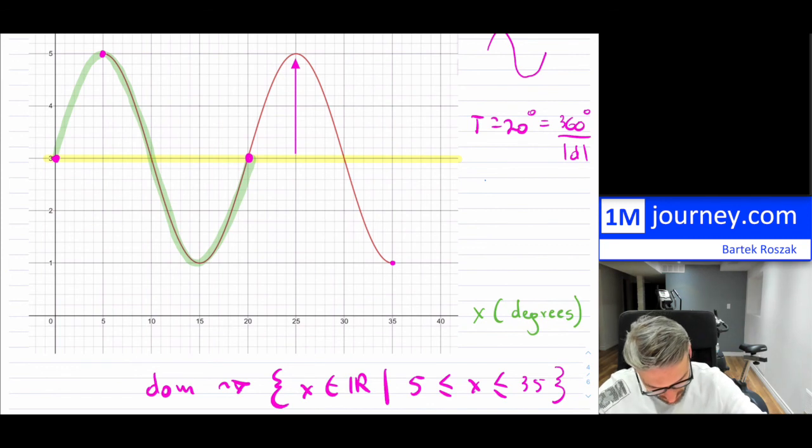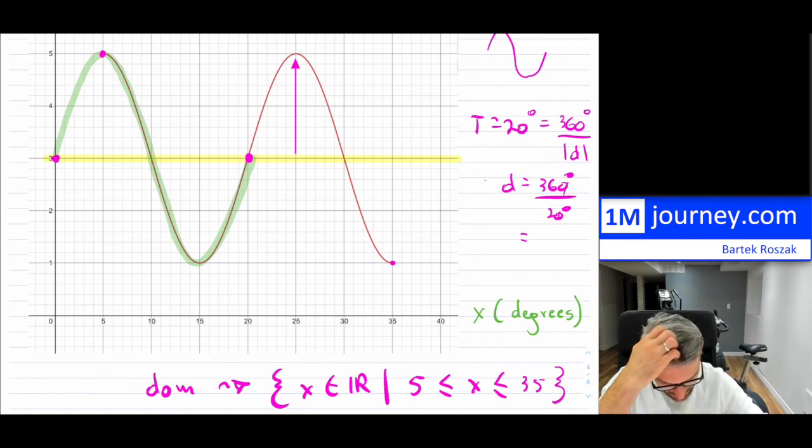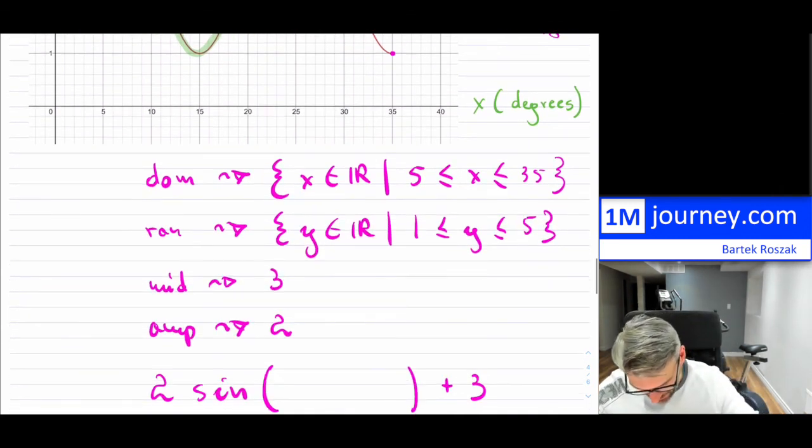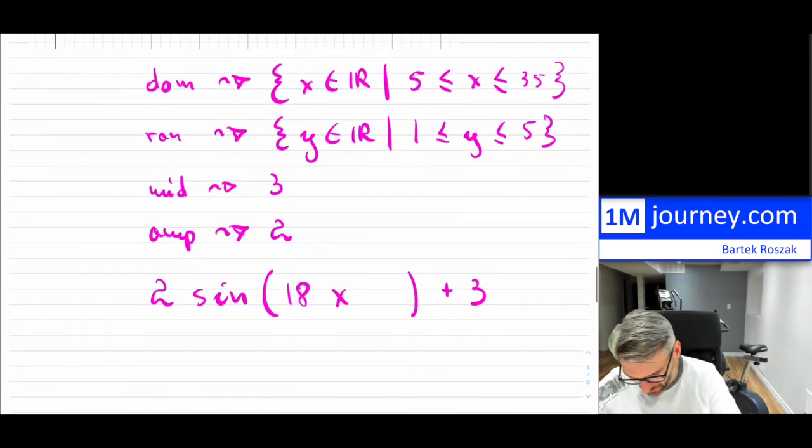So this is going to be D, 360 divided by 20. What is that, 36? It's going out of my head here. 18, sorry. Okay, so that's 18, and that's my D. There is no shift, so I'm done. That's my function.